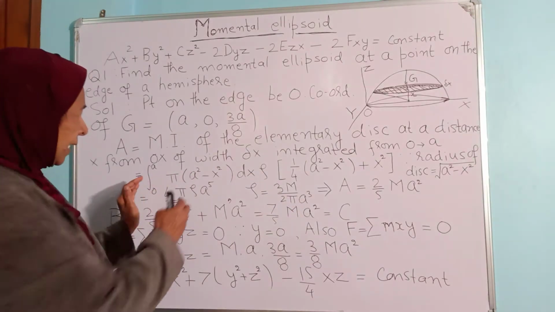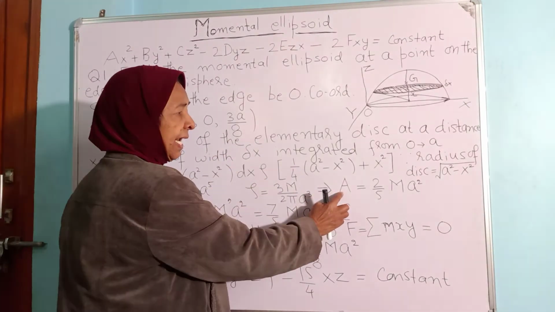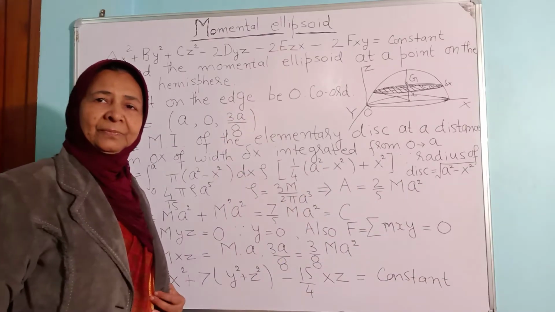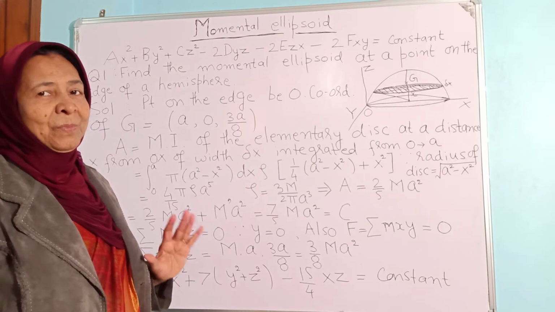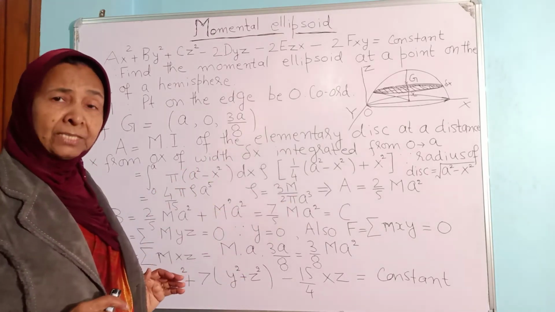So when you put here the value of rho, you will get the value of A. It is 2/5 ma square. Okay. So if it is clear, then let us pass on to the next result.